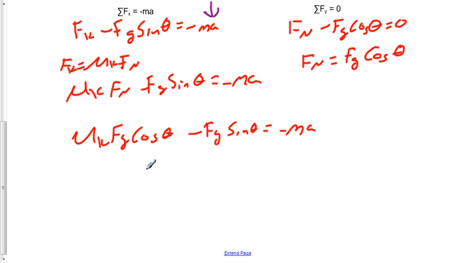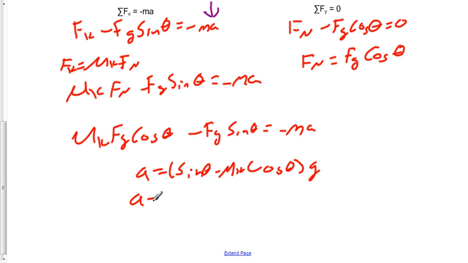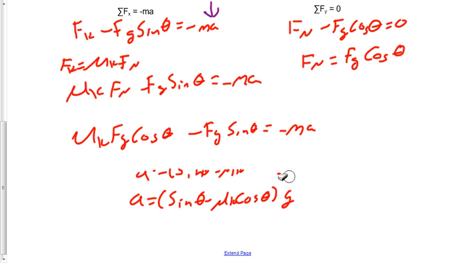Do some rearranging for a, and let me know if you have trouble with this rearranging, but you should end up with a equals sine theta minus mu k cosine theta, times g. And I don't like how I wrote that. Let's try that again. So a equals sine theta minus mu k cosine theta, times g. All right, that looks a little better. So there is my expression for the acceleration. I have all of those values, and I'm ready to sub some numbers in.